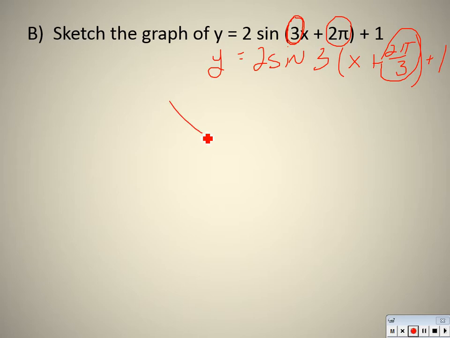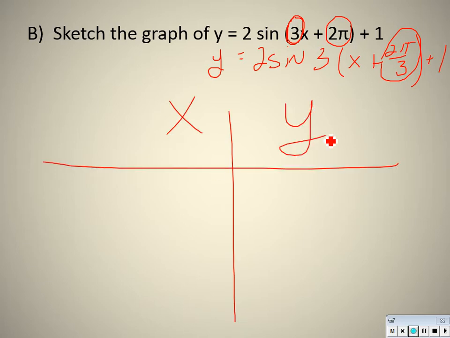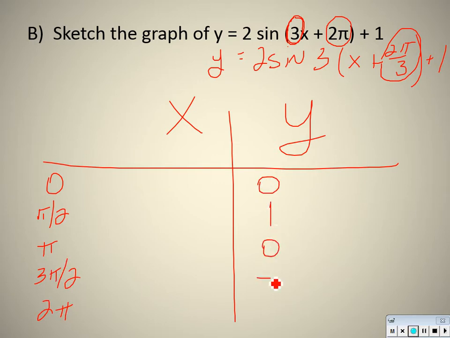So now when I go to do my x and y values, I'm going to start with my critical values. So I have 0, pi over 2, pi, 3 pi over 2, and 2 pi. My y values I have for sine 0, 1, 0, negative 1, and 0. So mathematically speaking, if I take my x values first, so here this 3 lets me know that the graph is going to have a horizontal shrink. So I'm going to divide each of my x values by 3.